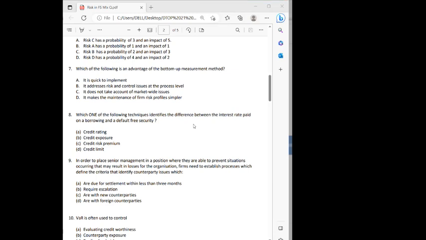Right. So let's go fast. I've got 5 responses. Which of the following is an advantage of the bottom-up measurement method? It is quick to implement. It addresses risk and control issues at the process level. It does not take account of market-wide issues. It makes the maintenance of firm risk profiles simpler.